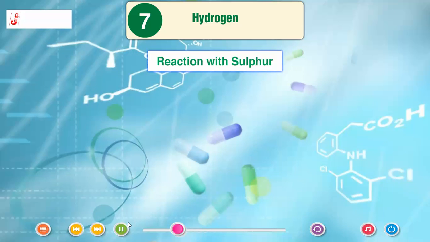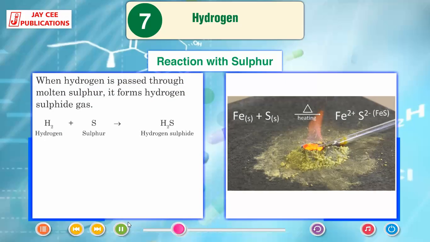Reaction with sulfur. When hydrogen is passed through molten sulfur, it forms hydrogen sulfide gas. H2 hydrogen plus S sulfur is H2S hydrogen sulfide.